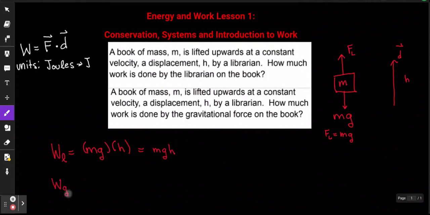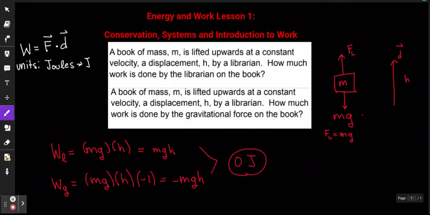and the work done by gravity is the force of gravity, which is once again mg, times the displacement, which is h. However, the angle between the force of gravity vector and the displacement vector is 180. That means we have to multiply by -1, and we get negative mgh. And this tells you that because we know our net force is 0, we know that our net work is going to be 0 too. When we look at the work done by each component of the forces, we see that they add up to 0 joules, which is really cool.